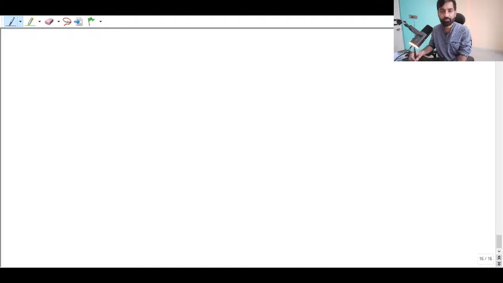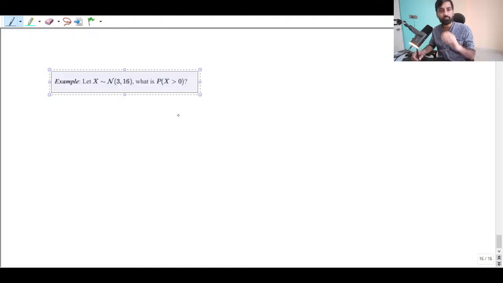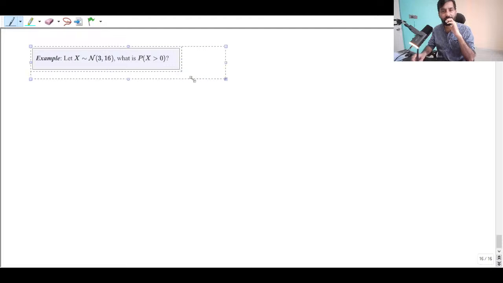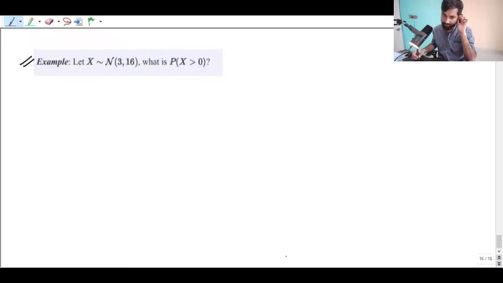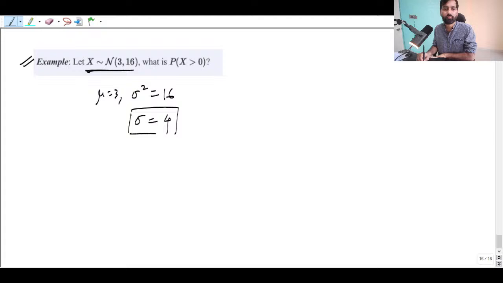First example. I have taken this example from Stanford Online. Here x is not a standard normal, right? Mu is 3 and the variance is 16, so the standard deviation is going to be 4. Now you have to find the probability of x greater than 0, which is very difficult to compute directly.